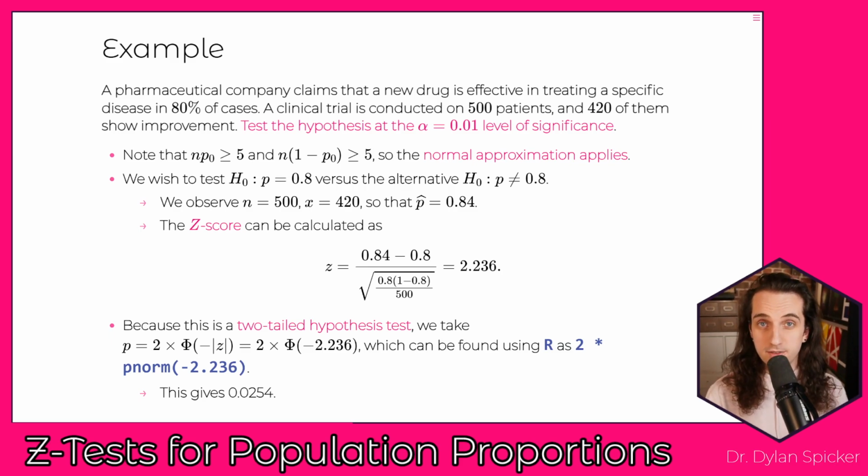Right, and so once we have our p-value, we can compare our p-value to the level of significance. We find that the p-value is larger than the level of significance, and as a result, we're going to fail to reject the null hypothesis in this case.